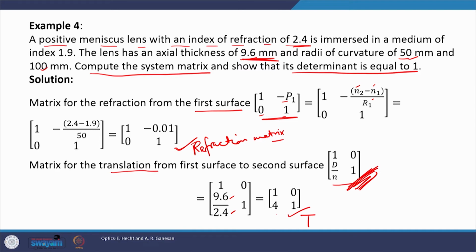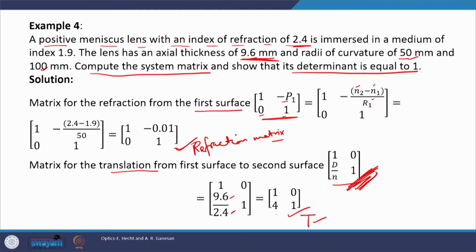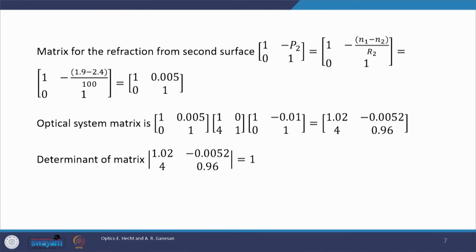This refraction matrix is only for the left interface. The ray refracted from the left interface, and then it traveled inside the lens through some thickness, which is taken care of by this translation matrix, and then again it refracts. The second refraction is taken care of by the second refraction matrix. Here P2 is (N1 minus N2) by R2. R2 is the radius of curvature of the second refracting surface.